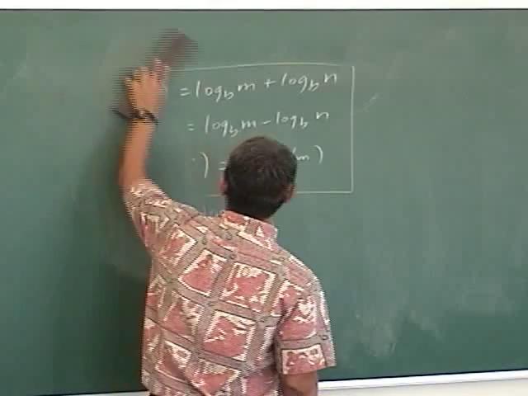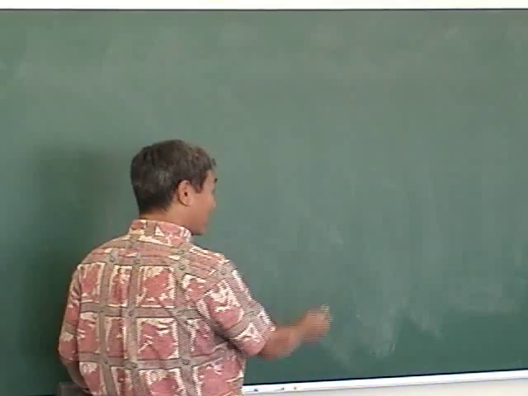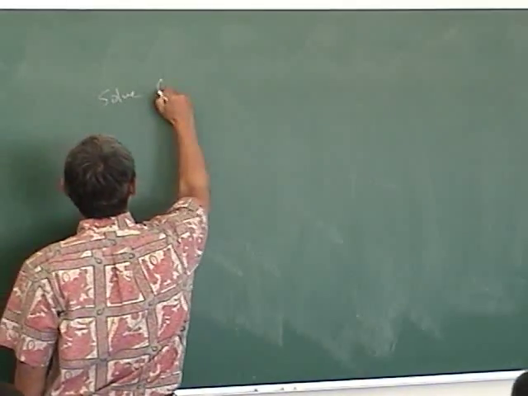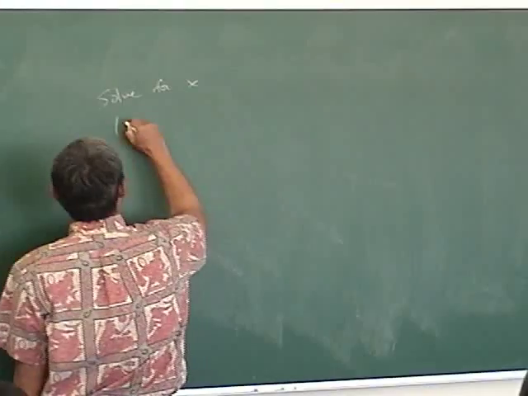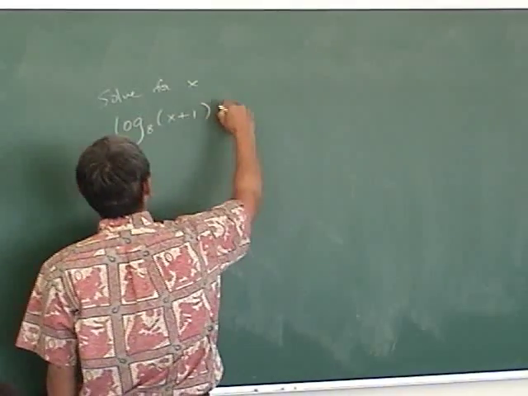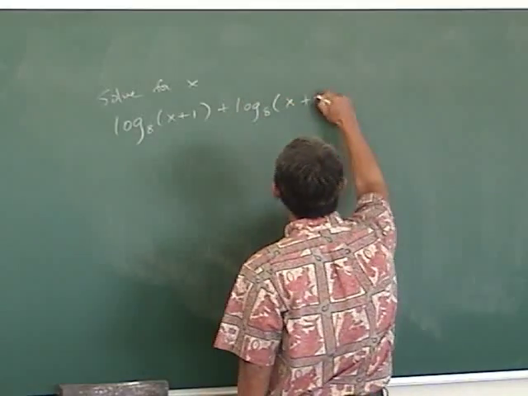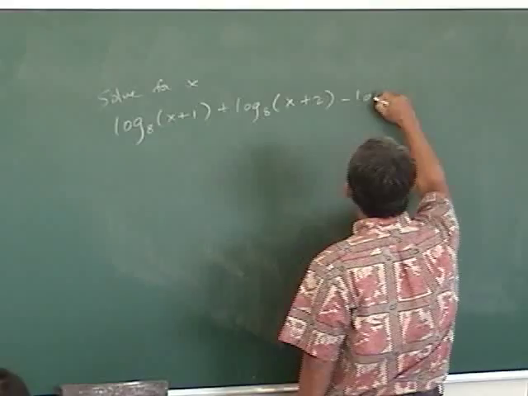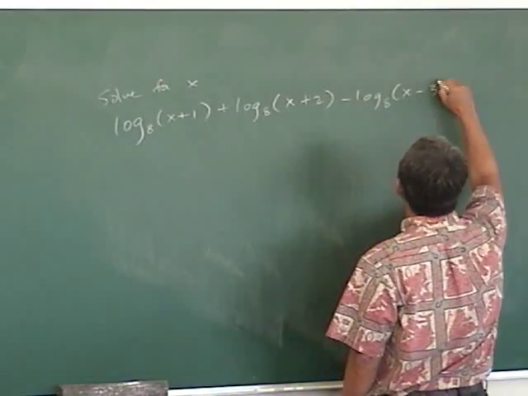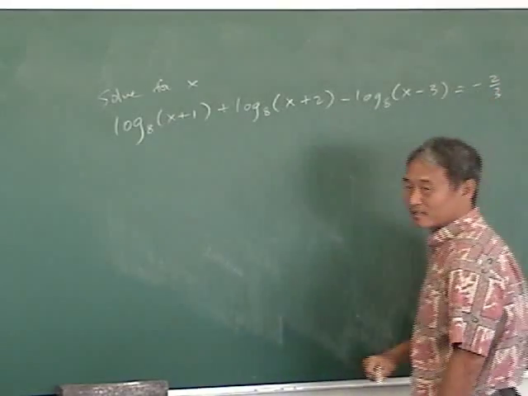Okay, so what kind of problems can you expect to see on the homework? Well, things where you have to use your rules of logarithms, like this. Solve this equation. Solve for x. Log base 8 of x plus 1 plus log base 8 of x plus 2 minus log base 8 of x minus 3 is equal to negative 2/3. Just make up something.